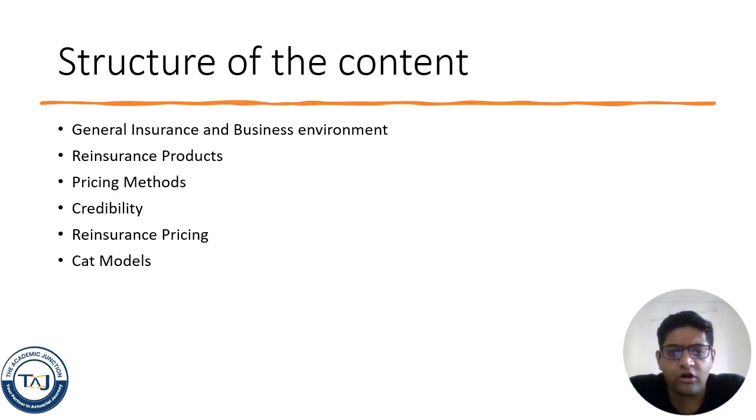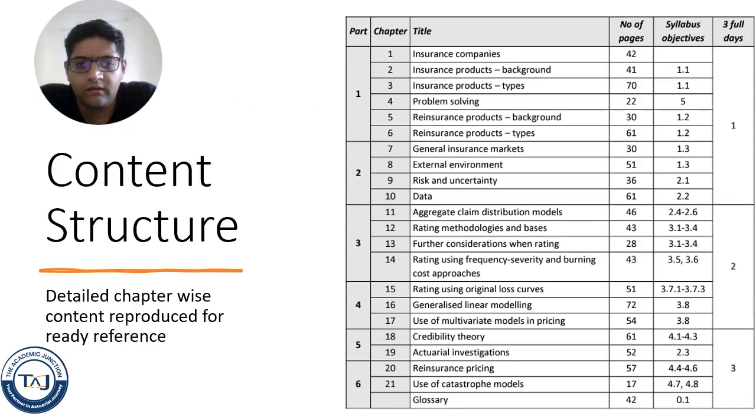SP8 is broadly split into the following large buckets, which are general insurance and business environment, reinsurance products, pricing methods, credibility, reinsurance pricing, and CAT models. I've reproduced the table of contents for the SP8 paper for your ready reference in this slide. SP8 only has 21 chapters split into 6 different parts, and this is unlike any other SP paper. For example, SP7 has 26.